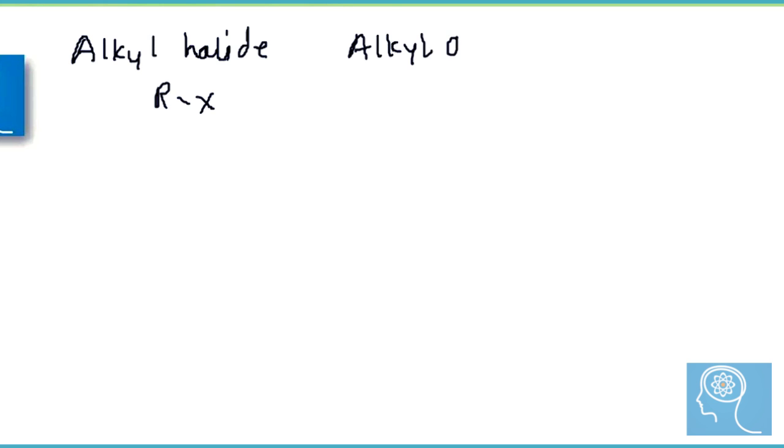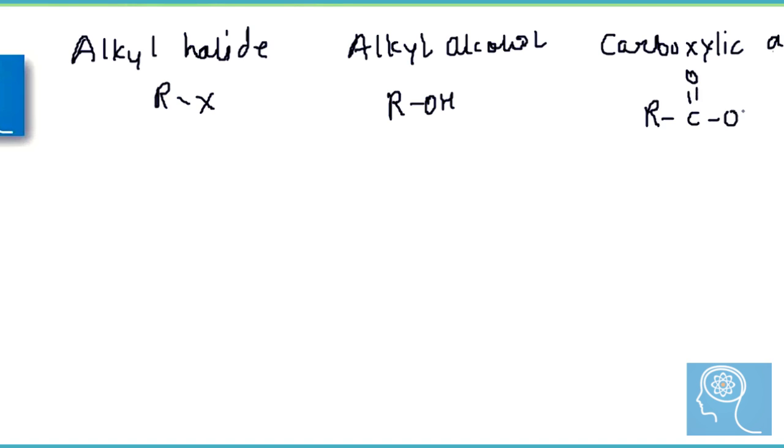In this video, we are going to learn how to give IUPAC names to alkyl halides, alcohols, and carboxylic acids. The generalized representation of alkyl halide is RX. The generalized representation of alcohols is ROH. And the generalized representation of carboxylic acids is RC=OOH.